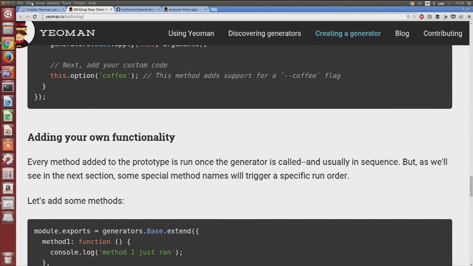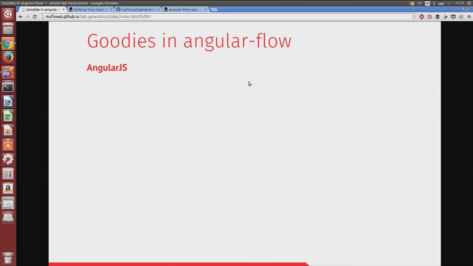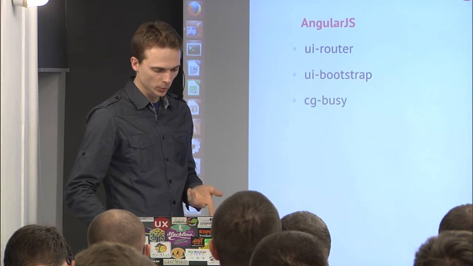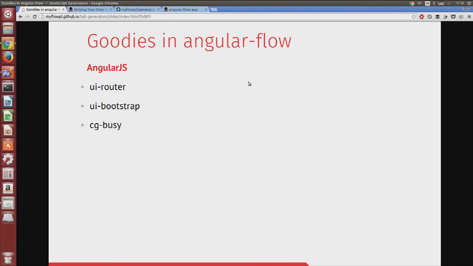Okay, so when you take this Angular Flow generator, UI Router, UI Bootstrap, CGBZ, those are components. Those are obvious. Probably all of you know this. This one I just discovered watching other generators.